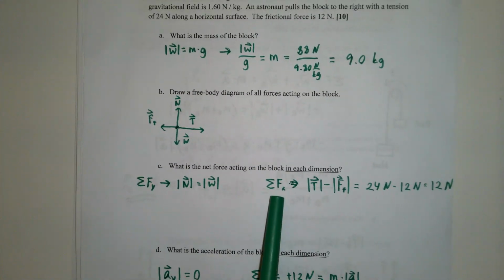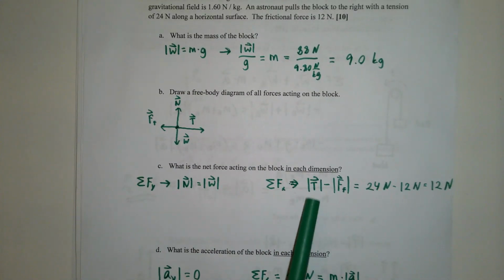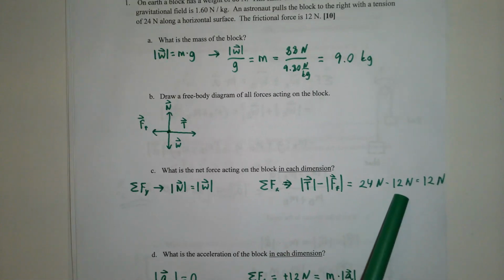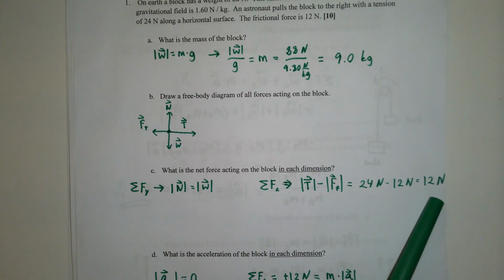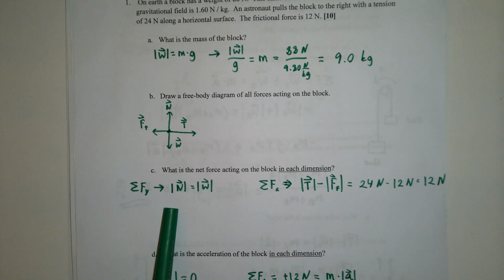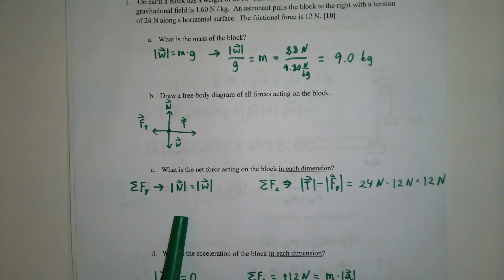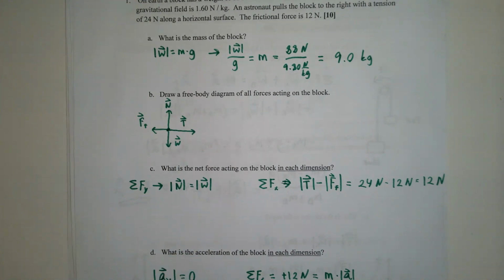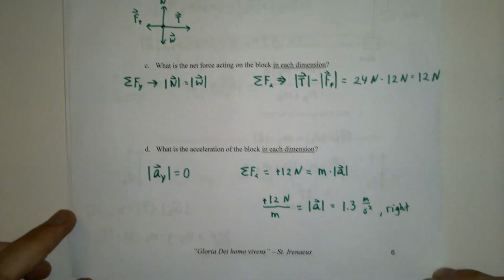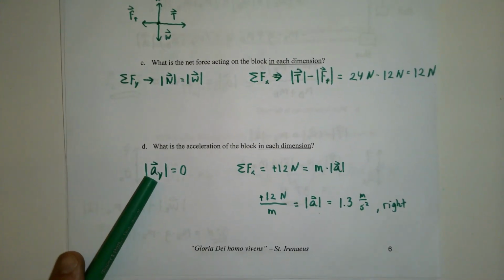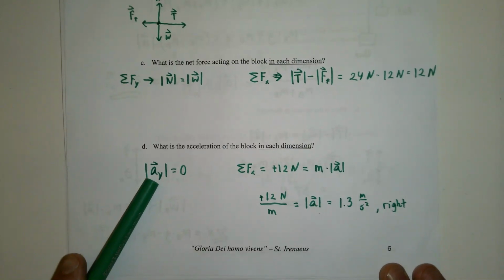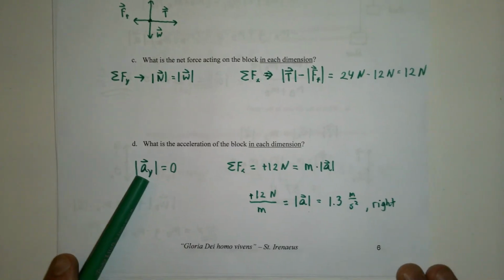We see that the net force in the x dimension is the tension minus the frictional force, tension pulling it to the right. Opposing that force is the 12 newtons of frictional force. So our net force is 12 newtons to the right. In the y dimension, we only have two forces. If we look at our free body diagram, we see the normal force and the weight. They're equivalent to each other because our acceleration in the y dimension is 0. It's not moving up or down. It's not changing its velocity in the y dimension. It's constantly 0 in the y dimension.